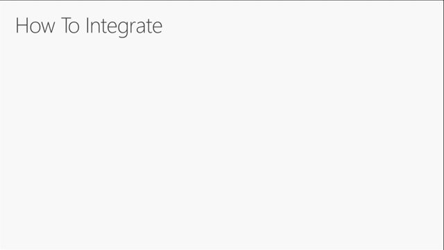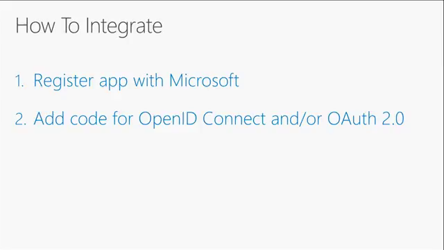So how do you integrate an application with Microsoft Identities? It's very, very simple. First thing you need to do is register your application with Microsoft. The second thing that you need to do is write code that sends OpenID Connect or OAuth 2 requests to Microsoft and then handles the responses. And it's really as simple as that.